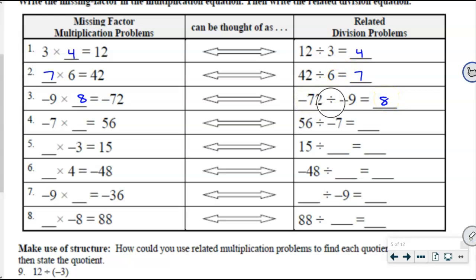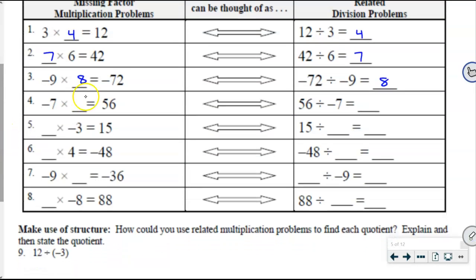Interesting, isn't that? A negative divided by a negative ended up being positive. Is that really that strange? Not when we think back, right? Let's see if we can continue to work through the rest of these. Number 4, negative 7 times something is 56. Don't try and rearrange it yet. Just a negative 7 times something is 56.